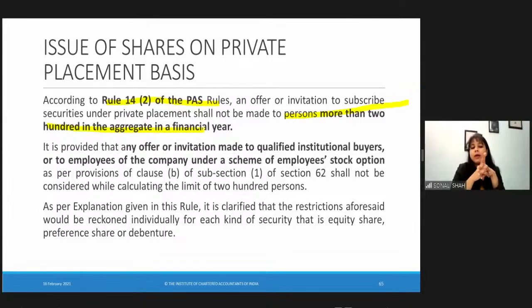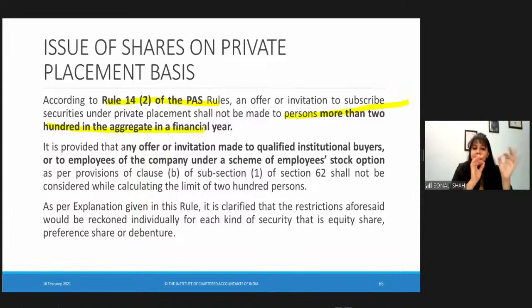So if 100 people have already subscribed to the shares in the financial year 2020-21, in 21-22 only 100 more people can become subscribers to the shares, because they will be listed in the memorandum as subscribers, and the maximum number of members of a private company is limited to 200. So that limit also has to be taken care of when we are talking about a private company, right?